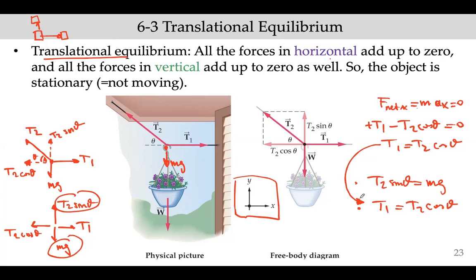So either way, you can start from F equals ma, but we already know in translational equilibrium, AX is 0 and AY is 0. So you can do a shortcut here in this case. You can say all the forces up should be equal to all the forces down, and all the forces to the right should be equal to all the forces to the left. So that's the shortcut. But in principle, it's coming from actually F net equals ma.